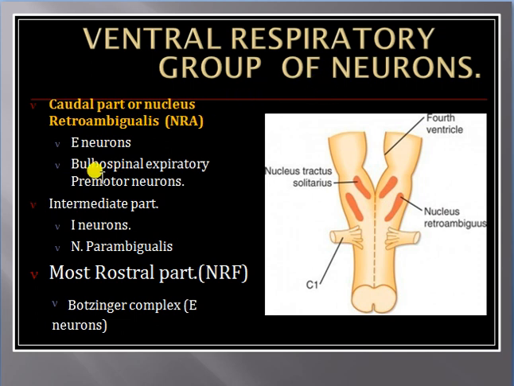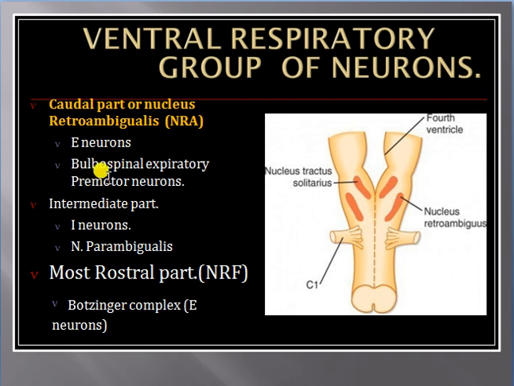So the ventral respiratory group of neurons, the E neurons, bulbospinal excitatory and premotor neurons. So this is the nucleus tractus solitarius, how it is interlinked with the medullary respiratory center, and this is the nucleus retroambiguus. Whatever it is, finally these all send the information to the respiratory center present in the medulla oblongata.